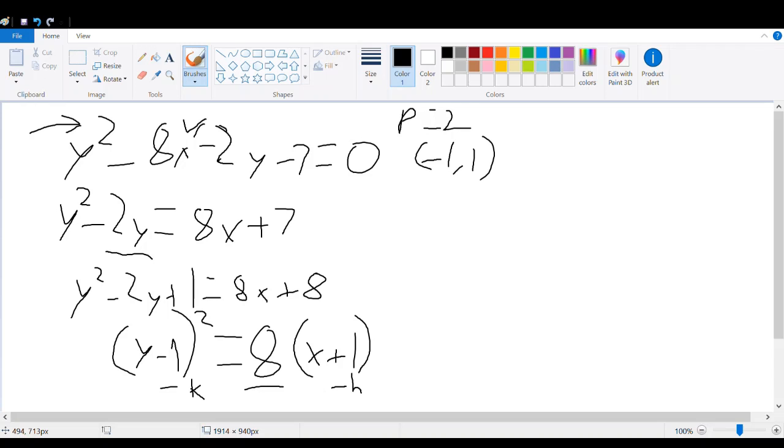So that's our center and our p-value, and I know it opens this way because p is positive, and like I said earlier, it's sideways, because the square is over the y and not the x. It opens to the positive side if p is positive. So now we're going to graph this. You don't have to graph the directrix if you remember that, but I think I will.